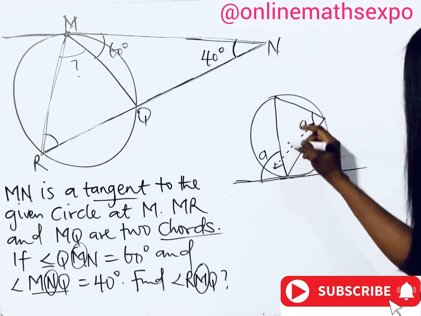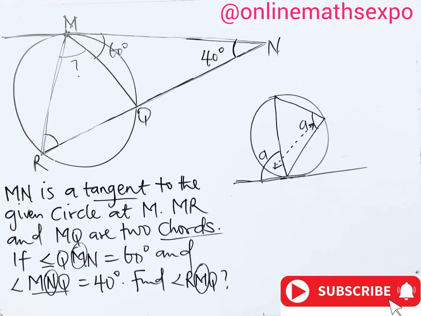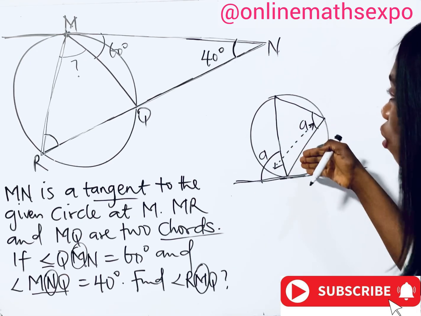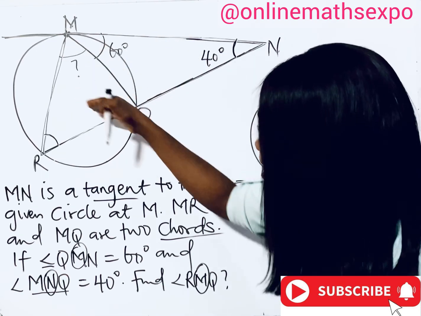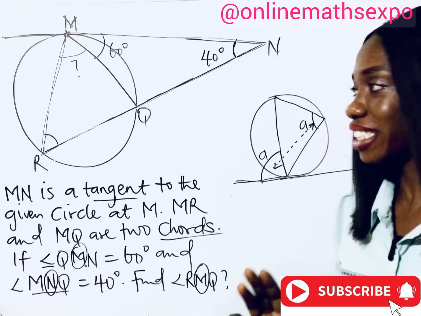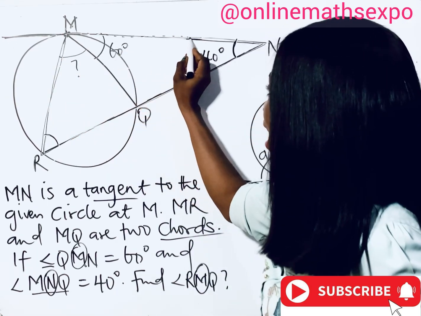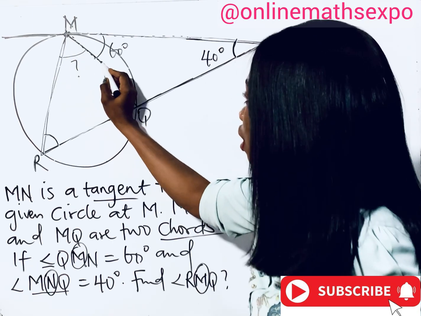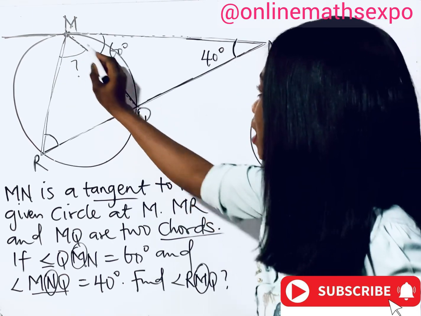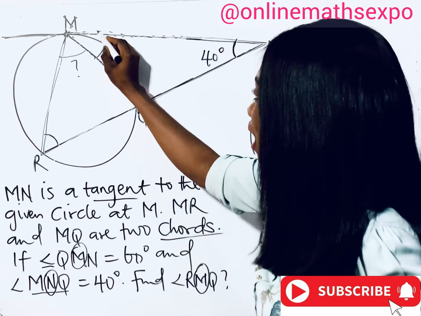Did you see that? So this and this are always equal. So will it be of any help to us in this diagram? Carefully look at the diagram. Did you see that this is a tangent? And this is a chord. And if this is a chord and this is a tangent, did you see they made an angle?